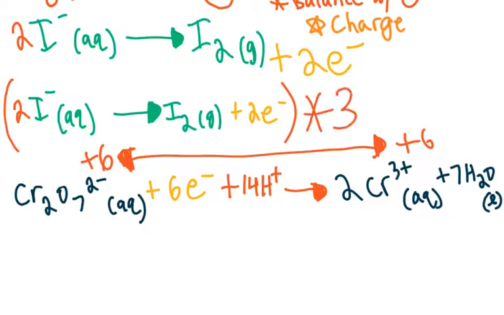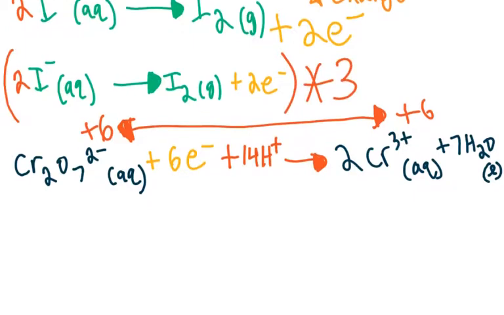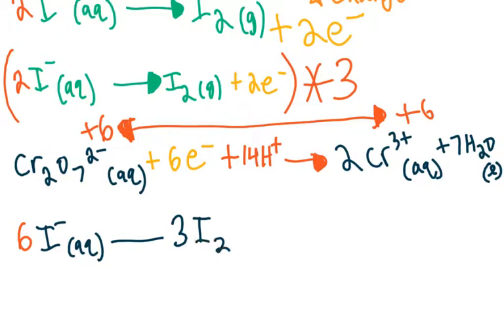If we multiply this whole thing by 3, we multiply everything by 3, we're going to have 6 iodide anions here. And then we're going to have 3 iodine gas molecules, right? Because 3 times 1 is 3, and we're going to have 6 electrons because 3 times 2 is 6. All right, so 6 electrons.